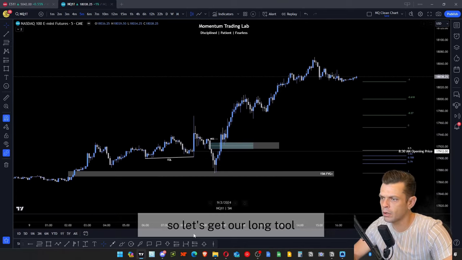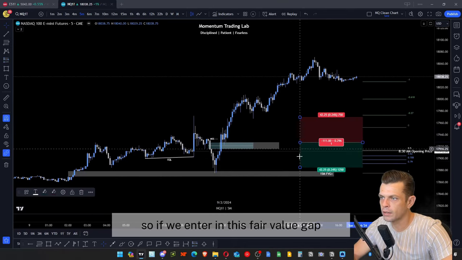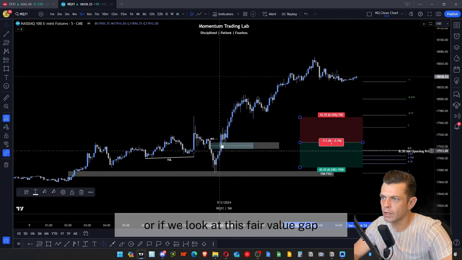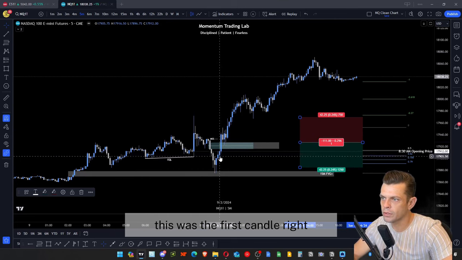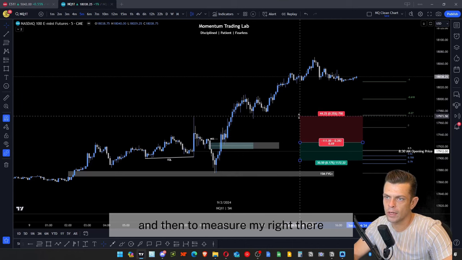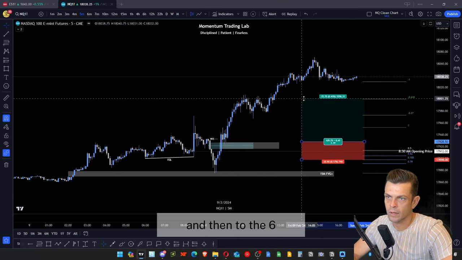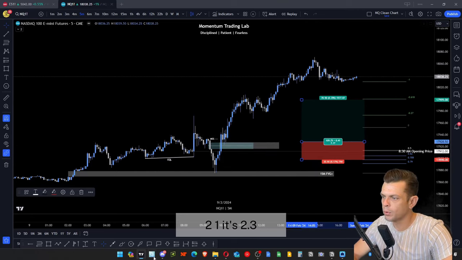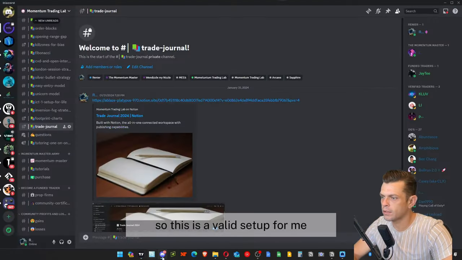So let's get our long tool. So if we entered in the fair value gap, we can either put our stop loss at this low, or if we look at this fair value gap, this was the first candle, right? So we can put our stop right there. And then measure to the 618. That is more than a 2-to-1. It's 2.3. So this is a valid setup for me.